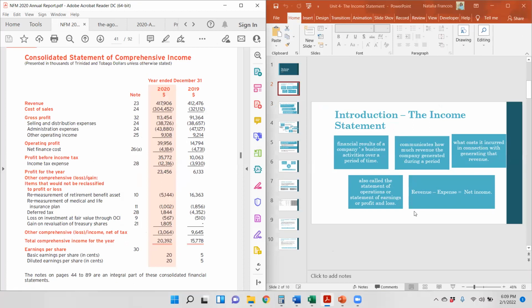Yes, ma'am. Yes, miss. So here I have the NFM income statement. Here it's called Consolidated Statement of Comprehensive Income. And it tells us the results of the company's business activities. So here we're looking at performance, revenue minus expenses.